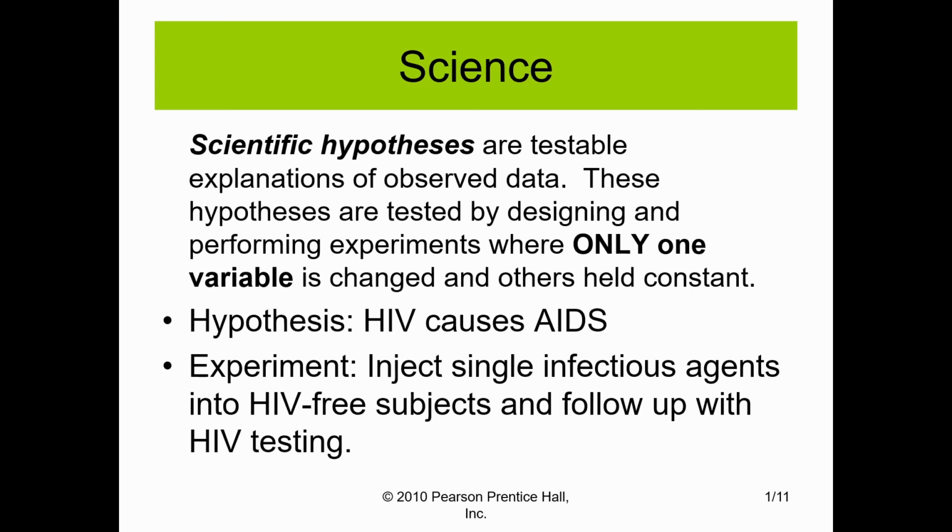The hypothesis could be that HIV causes AIDS. And in order to test this, we could run the experiment where we inject a single infectious agent. So we inject HIV into an HIV-free subject and then follow it up with testing. And over time, we could observe if AIDS forms or doesn't form in this subject. If AIDS forms, this would be data that's consistent with the hypothesis. If AIDS doesn't form, this would be data that would reject the hypothesis.